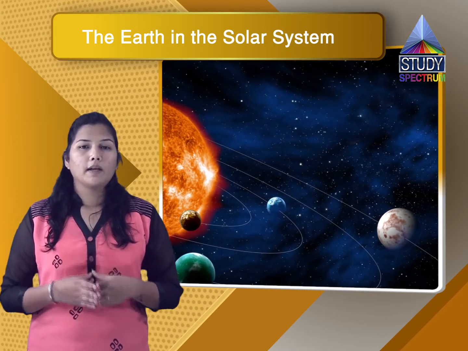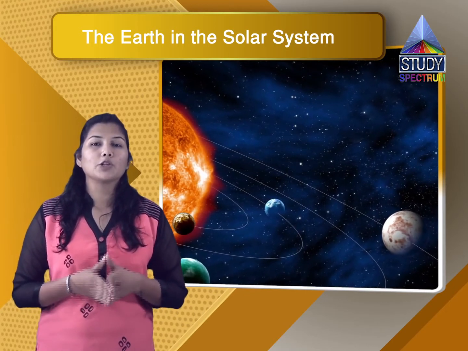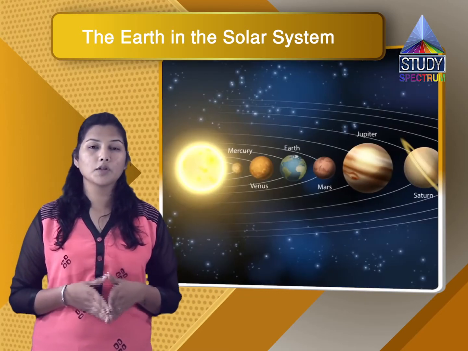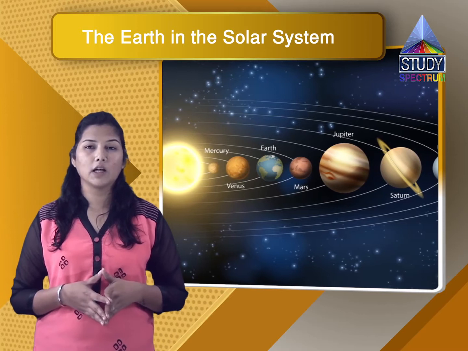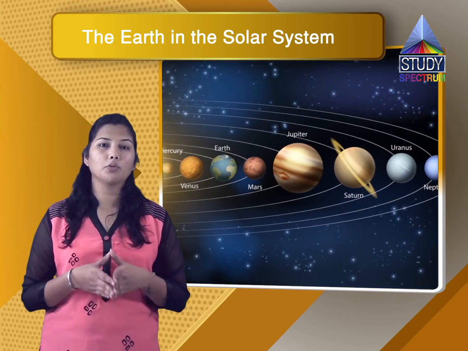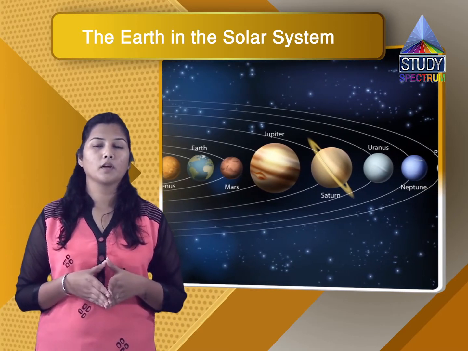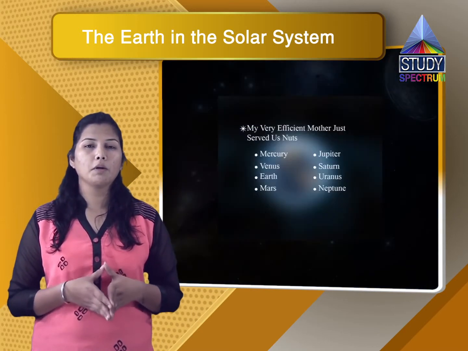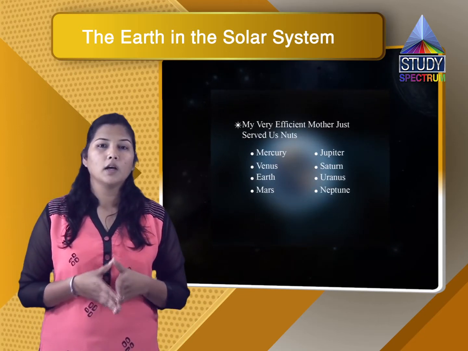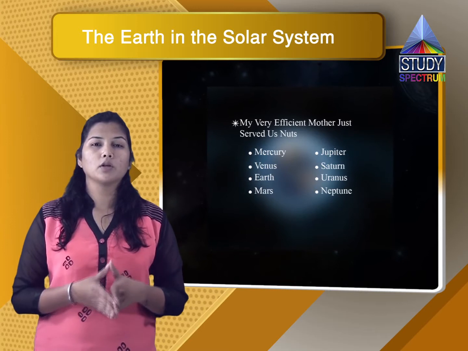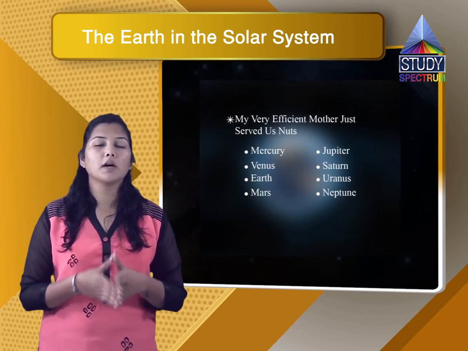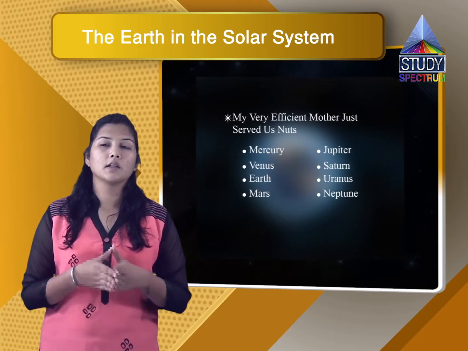When we come down to the planets, there are 8 planets in our solar system. The first one is Mercury, second Venus, Earth, Mars, Jupiter, Saturn, Uranus, and Neptune. The easiest way to remember all these planets in the order of their distance, or to memorize them, is a small sentence that your textbook talks about. The sentence is, my very efficient mother just served us nuts.